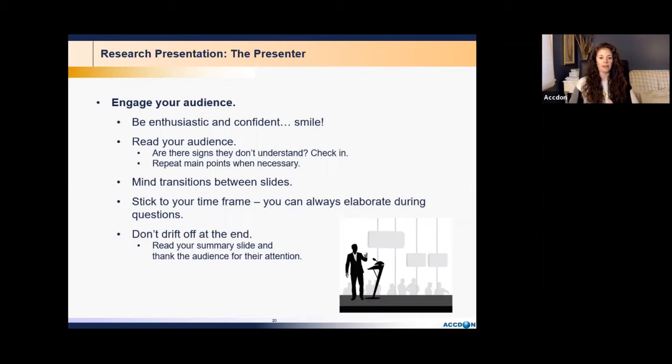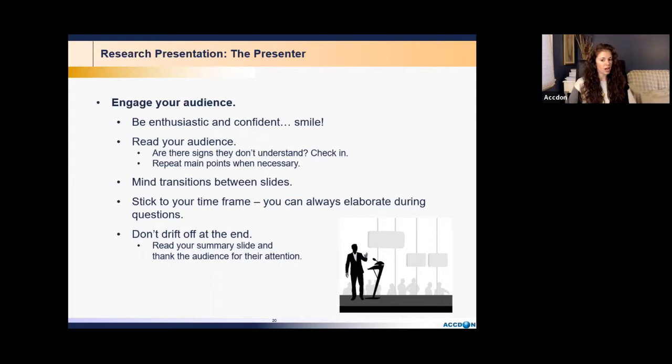Or if you get to the end of your introduction or the methods section or some portion of your story arc, take a breather and look at the audience and see how engaged they are with you. Again, repeat main points when necessary. I also recommend that you mind transitions between slides. If you're going between big parts of your story arc, sometimes it's hard to make a smooth transition between different parts of a presentation, and that's where you can lose a lot of your audience. So practice those transitions as part of your preparation.